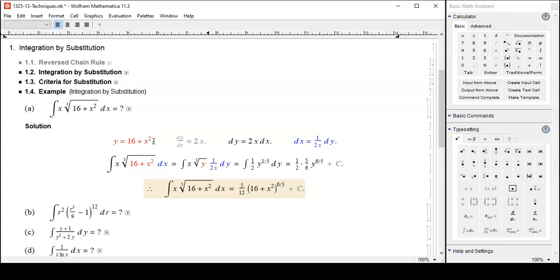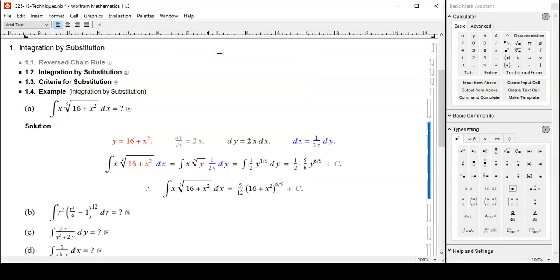So first substitution, inside. Second substitution, dx. And third substitution to get the final answer. That's why this is called integration by substitution. Theoretically, it is reverse chain rule, but we use substitution.